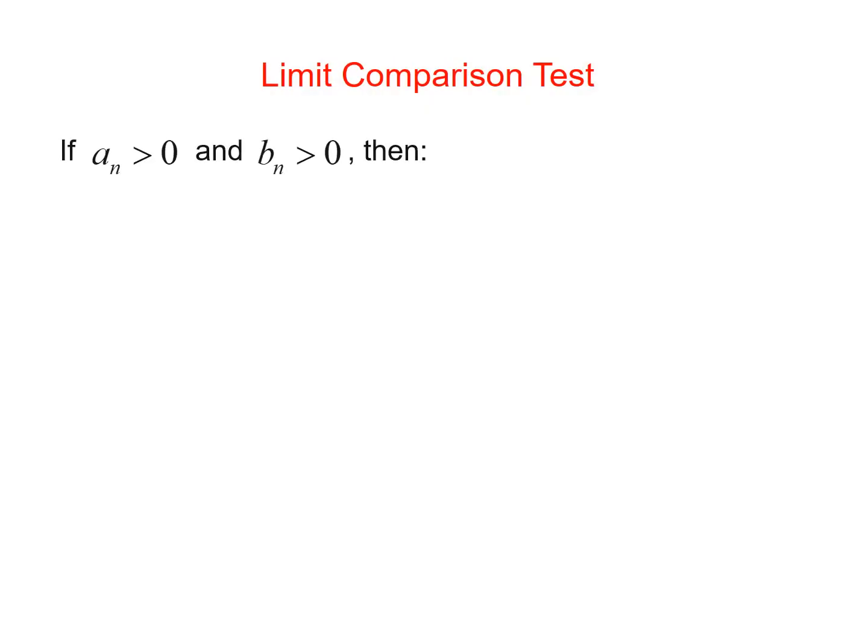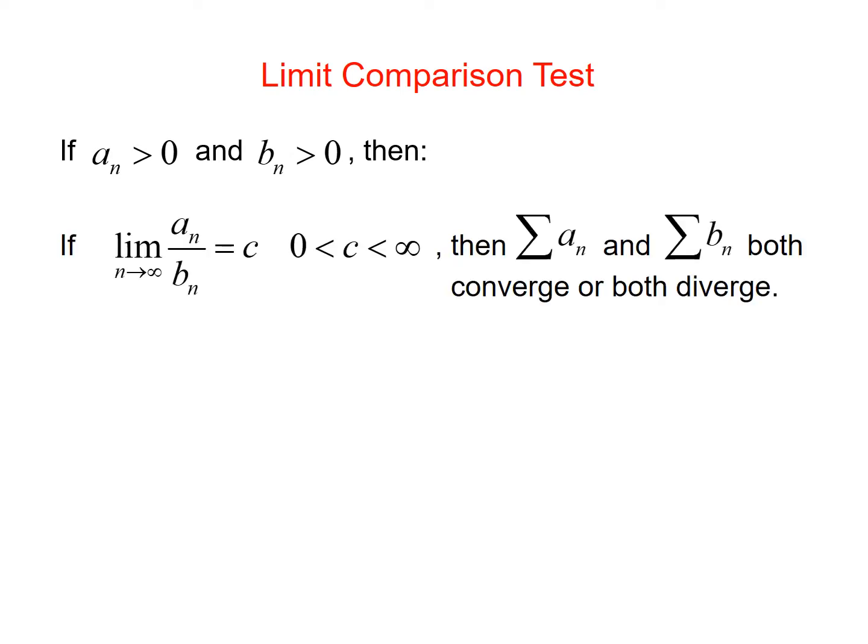Okay, the limit comparison test. So again, we're going to deal with a sub n and b sub n being positive terms. Well, we can take the limit as n goes to infinity of the terms of one series over the other. If that equals some value, we'll call it c, where c is greater than 0, less than infinity. So c is some number not equal to 0. Then those two series have the same behavior. They both converge or they both diverge.